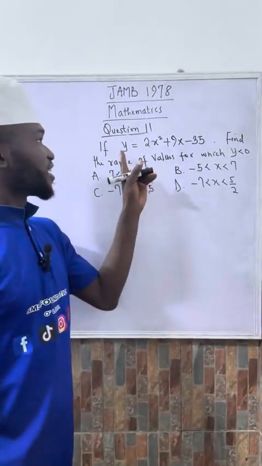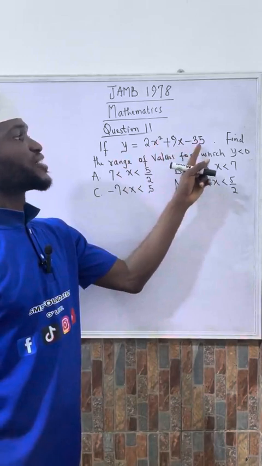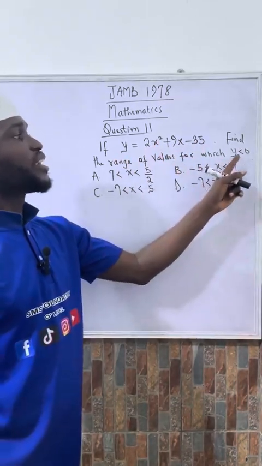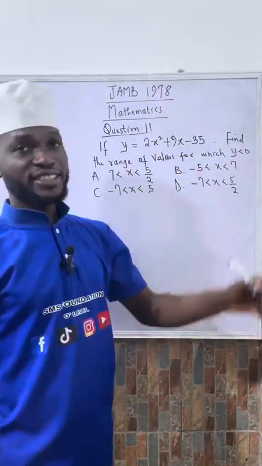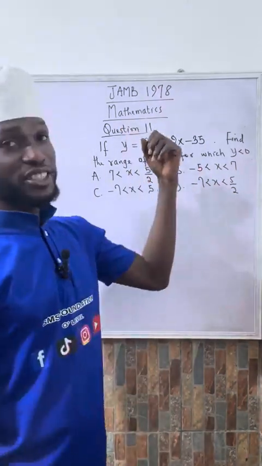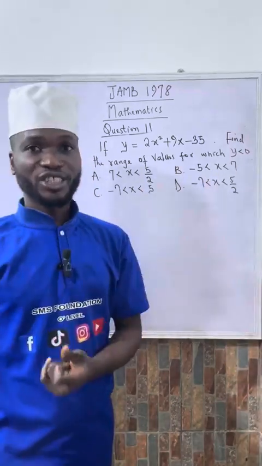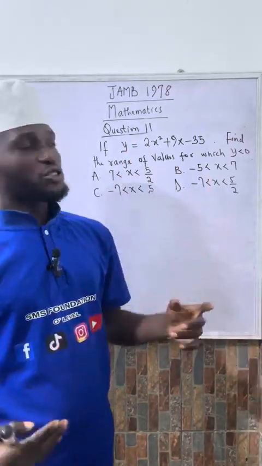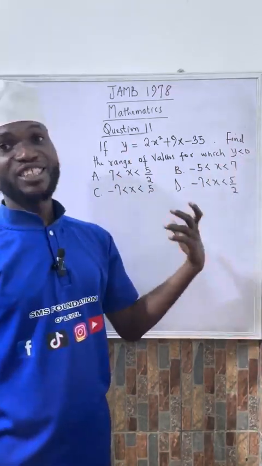This question says, if y equals 2x squared plus 9x minus 35, find the range of values for which y is less than 0. This is JAMB 1978 mathematics question 11. This is a question on quadratic equations, but it has to do with inequality this time around. So we can say this is a quadratic inequality.